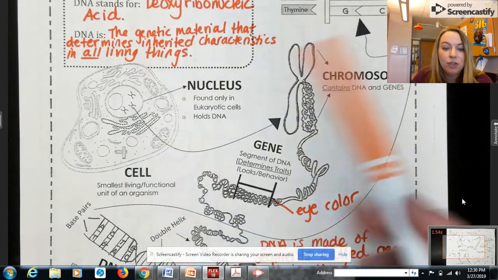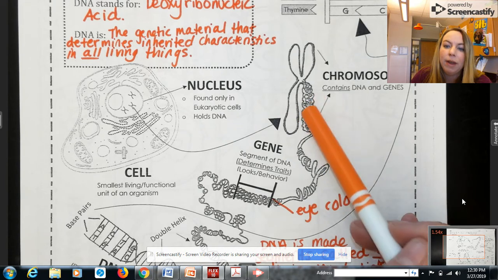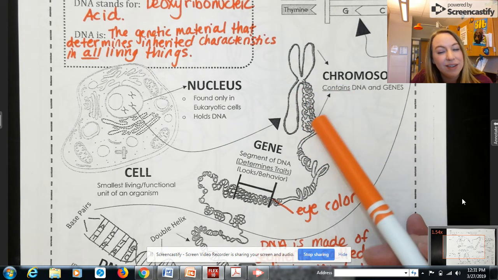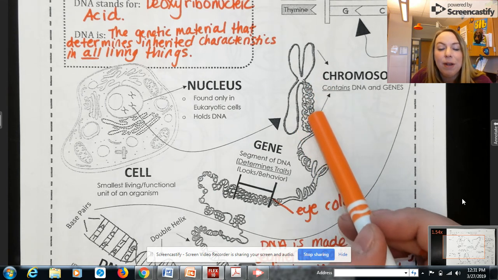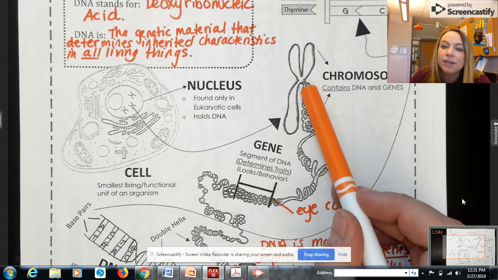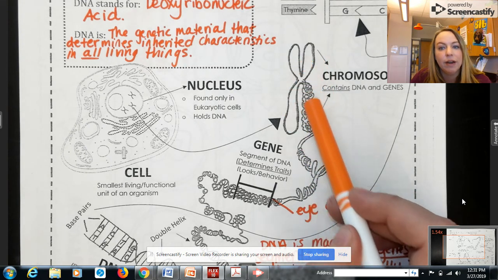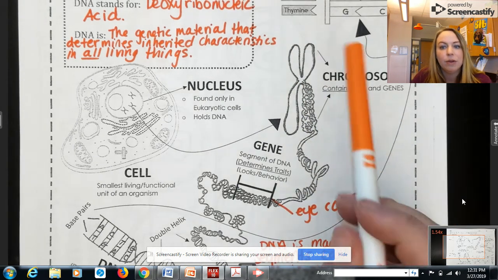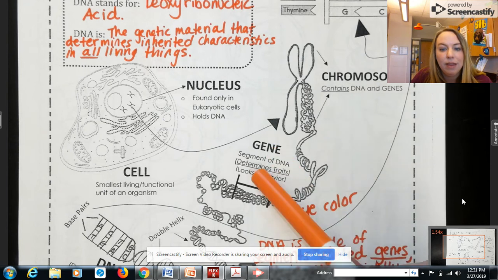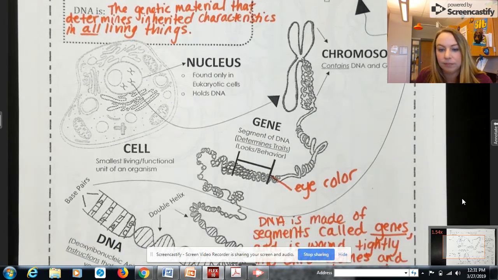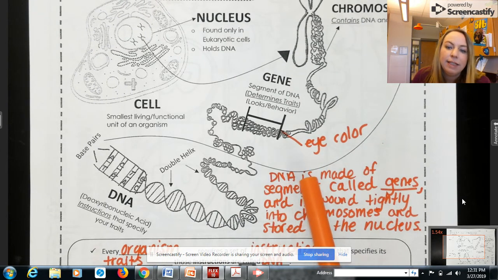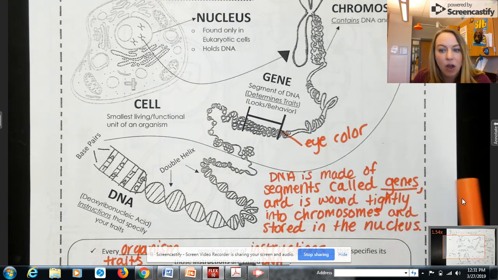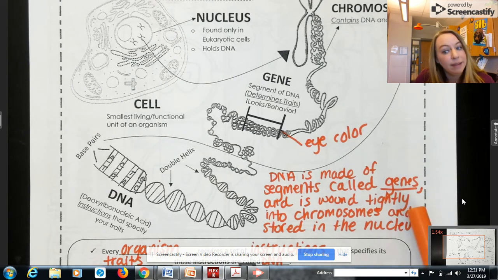All right, and so all of those genes and all of that DNA are wound up around these little proteins, and those proteins are called histones. You don't need to know that, but just so that we're clear on it. They're wound up around these little sphere things called histones, and packaged up into these structures here called chromosomes, okay? So the chromosomes contain all of your DNA and therefore all of your genes. Just to sum up what this diagram is saying, DNA is made of segments called genes and is wound tightly into chromosomes and stored in the nucleus.